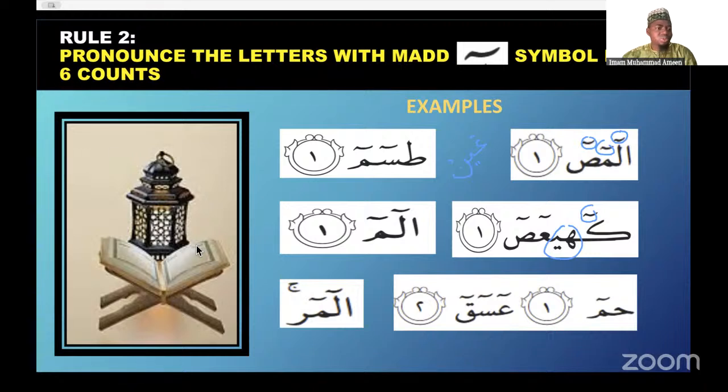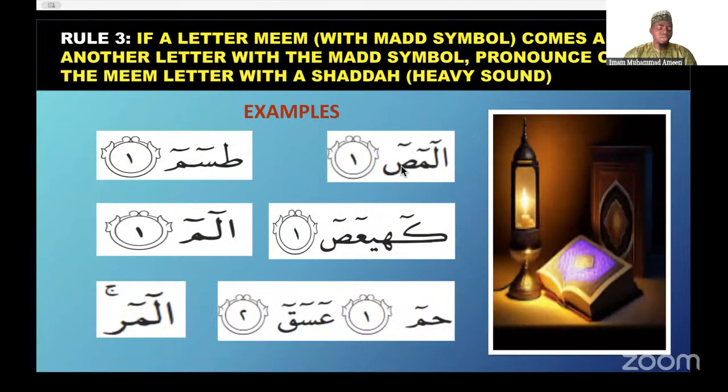Okay, so the last rule, which will make us round up this call today or this talk, is the third rule of pronouncing meem whenever you have it together with some other letters of huruf al-muqatta'a having the mad symbol. There are two things that are happening here.